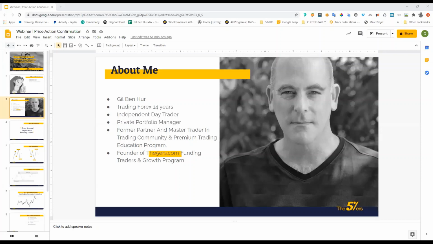So we have in supply and demand three different states. One is base, where price is ranging. We call it basing. The other one is rally, where price is driving up, where there are more buyers than willing sellers. And there's another state which is a drop, where there are more sellers than buyers. Very, very obvious.